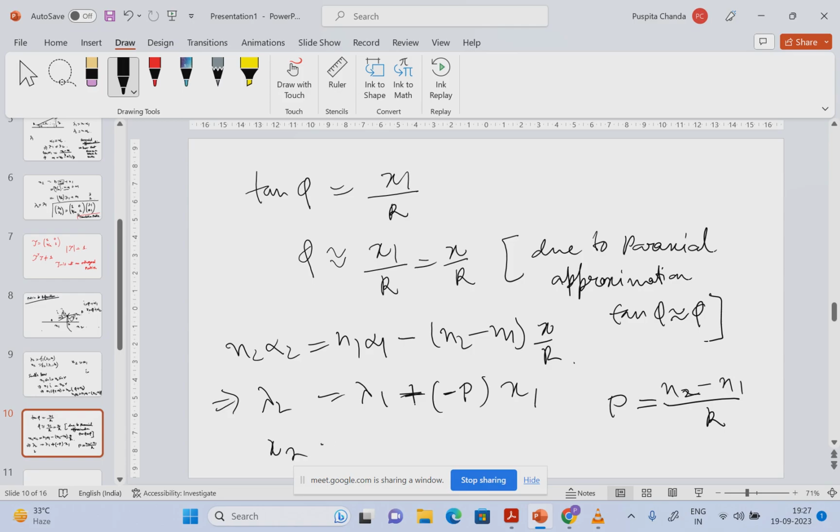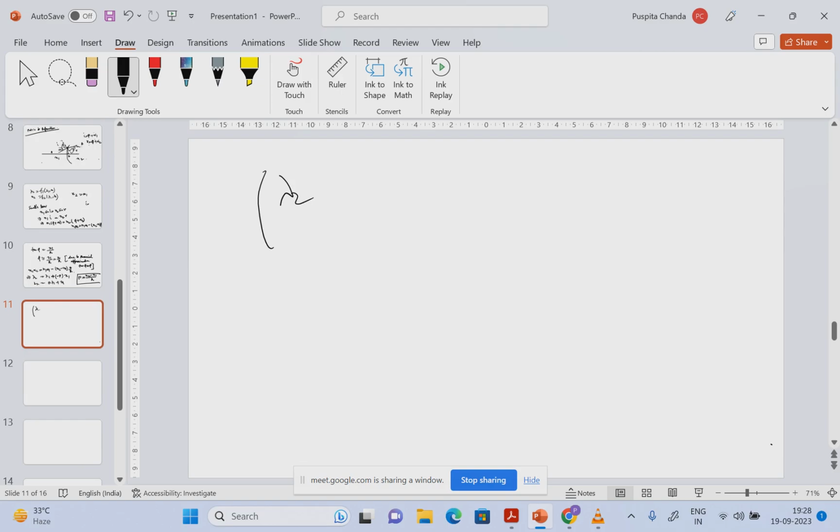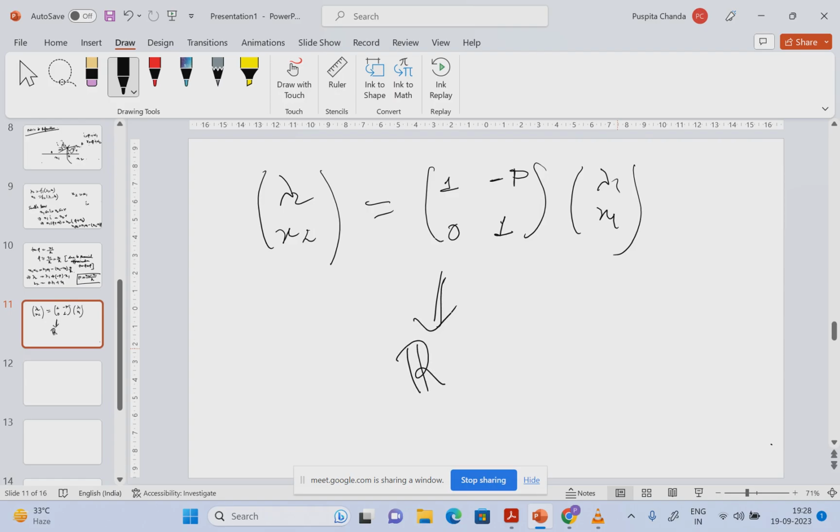Okay. And x2 is already 0 into lambda 1 plus x1. So remember, P is n2 minus n1 by r. Whatever matrix we write, we are writing the matrix P. You need to remember what it means: P, lambda 1 and x1. This we will call R, the matrix of refraction. P is equal to n2 minus n1 by R. So the P is called the power of the refracting surface.